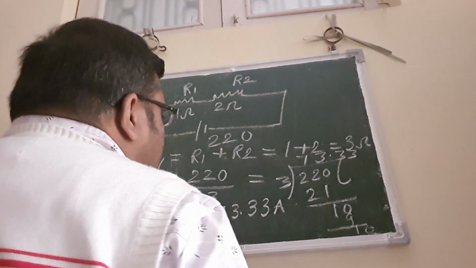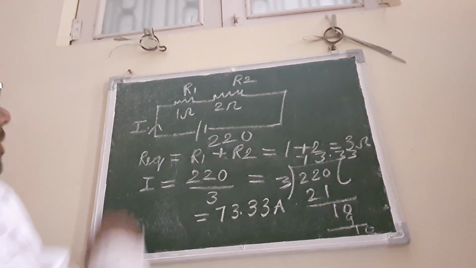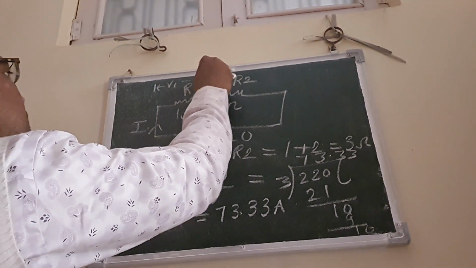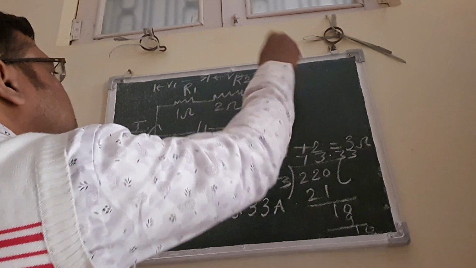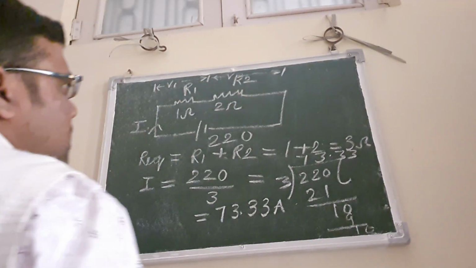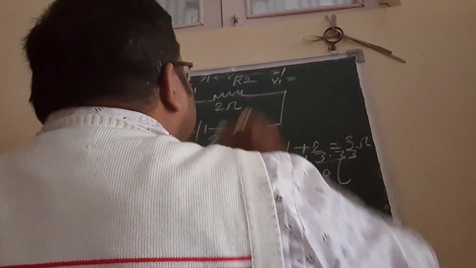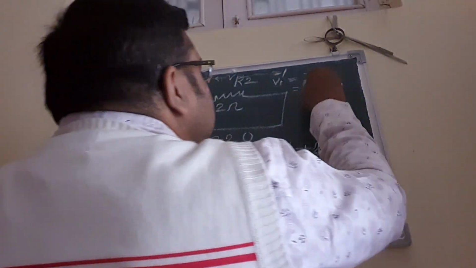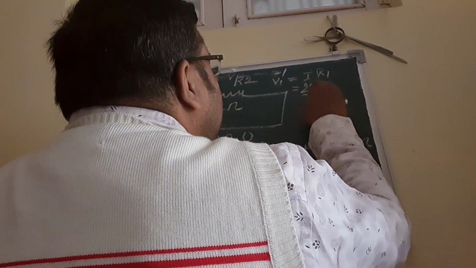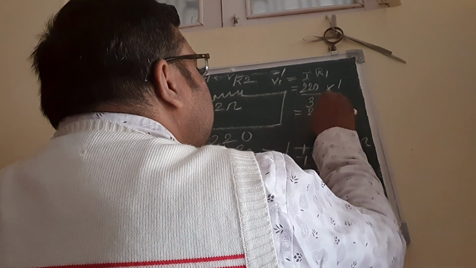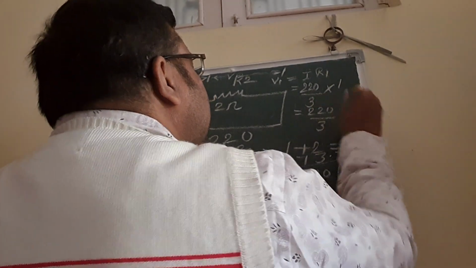So now we have also to find the voltage drop across this. Here it is V1 and here it is V2. So we have to find the voltage drop. Here V1 is the voltage, so it is I times R1. I is the current, that is 220 upon 3, into R1. R1 is 1. So it will be 220 upon 3 volt.